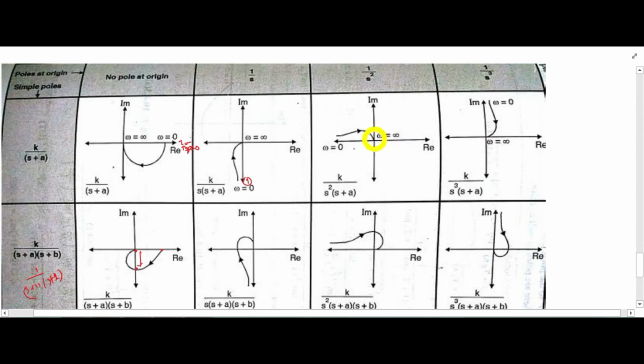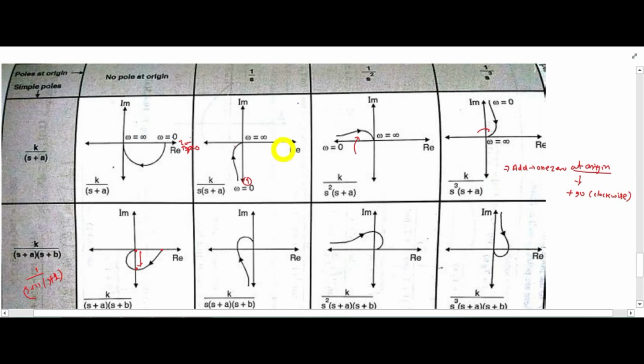Again, similarly, when we add s, another pole at origin, then our polar plot shifted 90 degree. Means here what conclusion did we get? When we add a pole at origin, that is the main part, at origin, then our complete polar plot shifted 90 degree in clockwise direction.